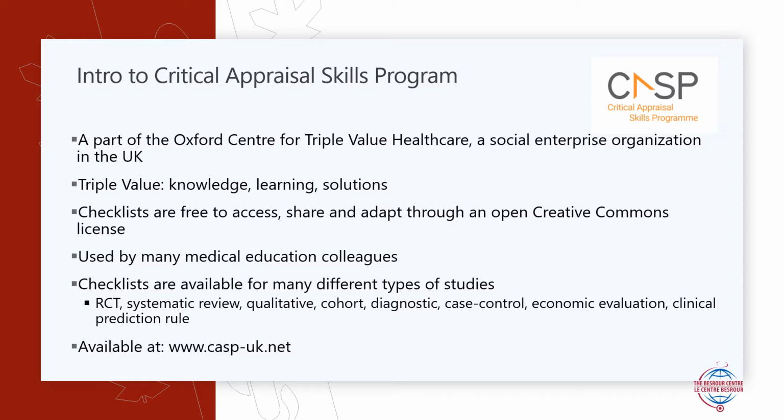So we will be using these checklists as a way to learn about critical appraisal. These checklists are used by many of our medical education colleagues. Like I said before, these checklists are available for many different types of studies: randomized controlled trials, systematic reviews, qualitative studies, cohort studies, case control studies, diagnostic studies. They even have one for economic evaluations and one for clinical prediction rules. So we'll be exploring two of these checklists today.